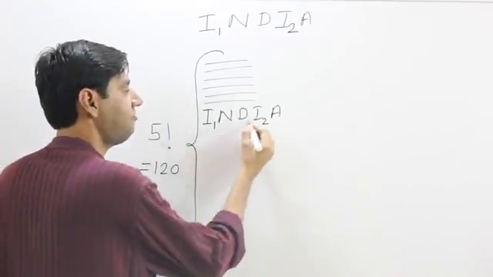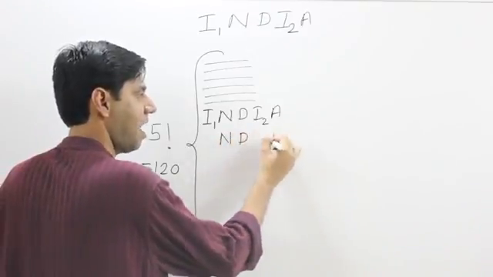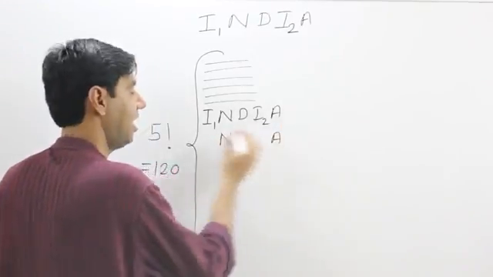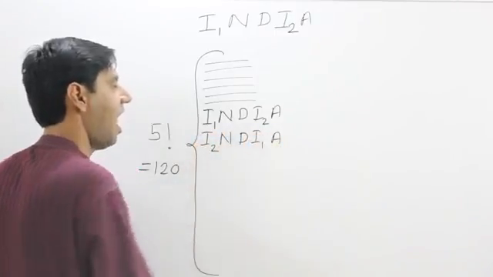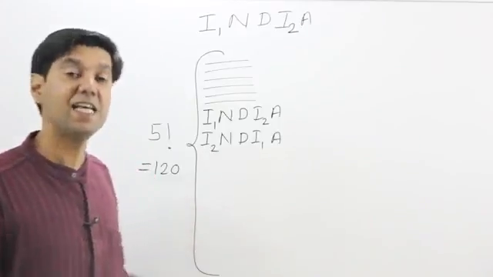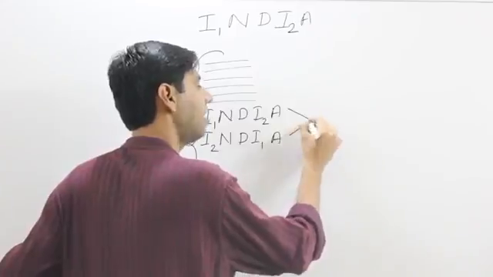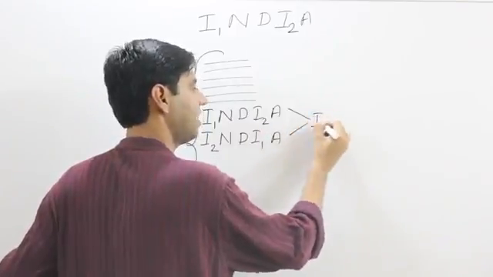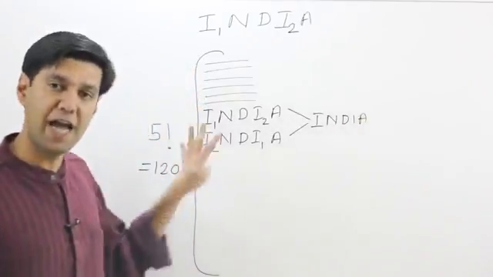Keeping the positions of N, D and A the same, I would definitely have another arrangement where the I's have been interchanged. I would have counted I2, N, D, I1, A as another possibility. But I see that both of them refer to just one possibility, that is INDIA. And this is true for any arrangement.